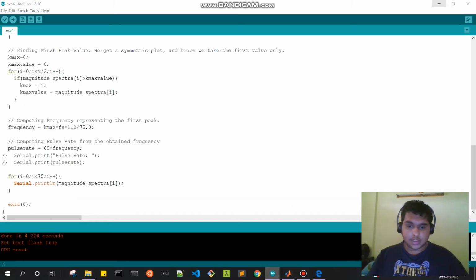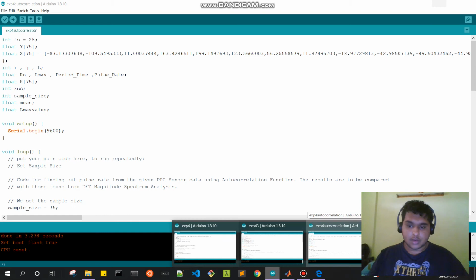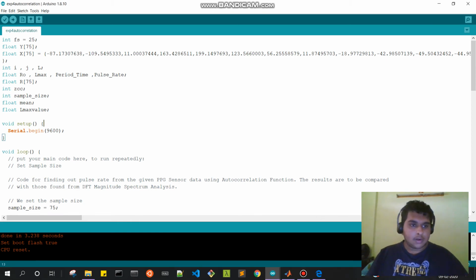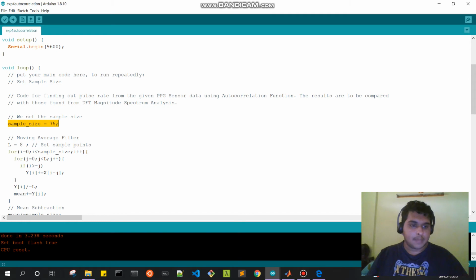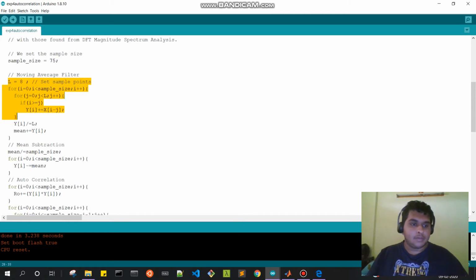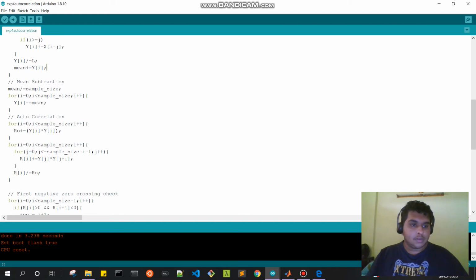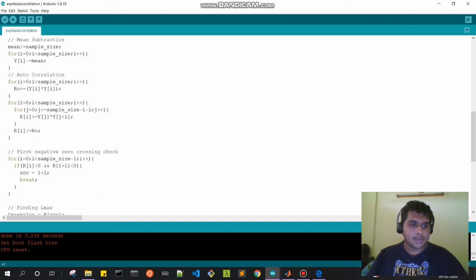Now let's run the same code. Let's check out what we get using the autocorrelation function. So this autocorrelation function is the same one as we discussed in the previous video. Here we set the value of x array to the raw input PPG sensor data that we have just used before. And again, we set the sample size to 75. We have the moving average filter with a train of 8 sample points. There's mean subtraction going on when we compute the autocorrelation, as we have discussed before.